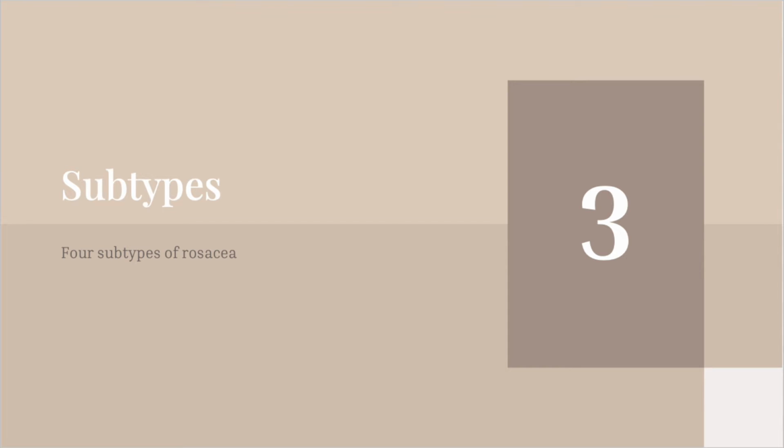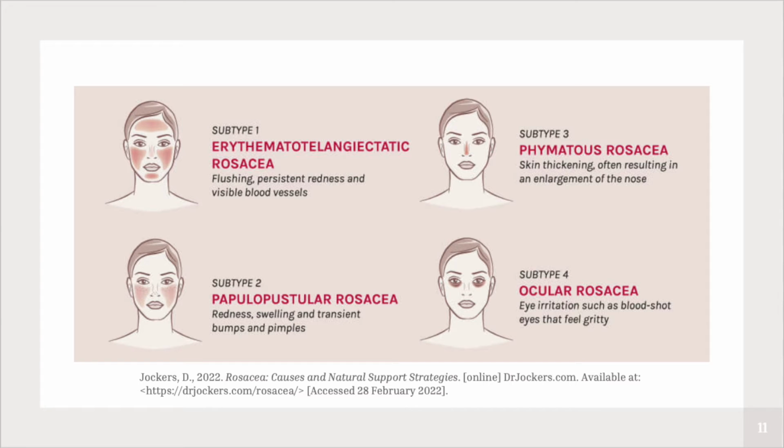Next, we are going to be talking about the 4 rosacea subtypes. The rosacea subtypes are erythematous telangiectatic, papulopustular, phymatous, and ocular. While rosacea is split into these 4 subtypes, more than one subtype can occur at the same time, and the subtypes can progress from one to another.